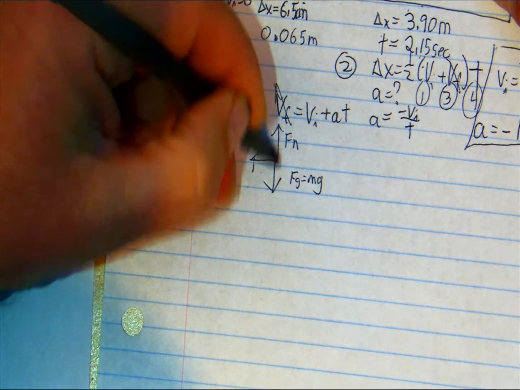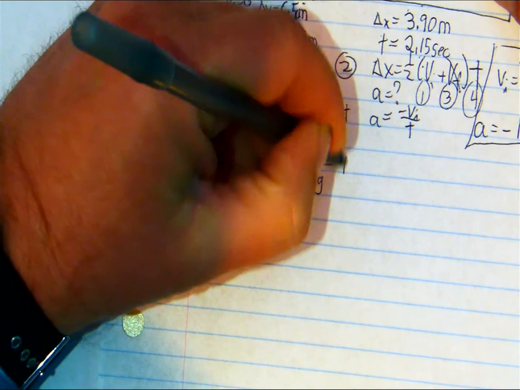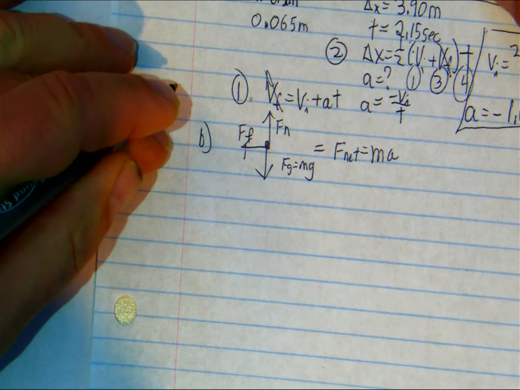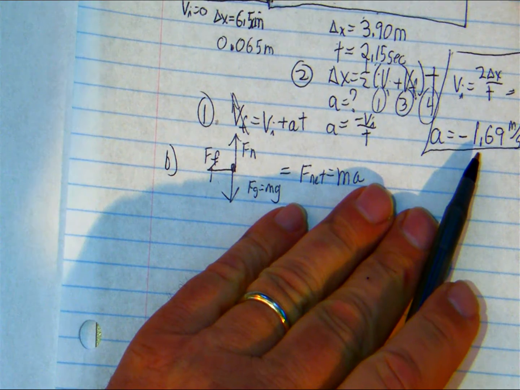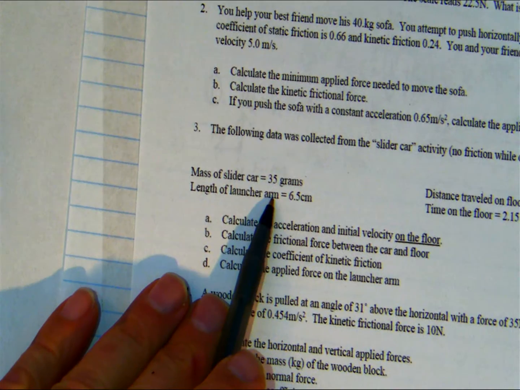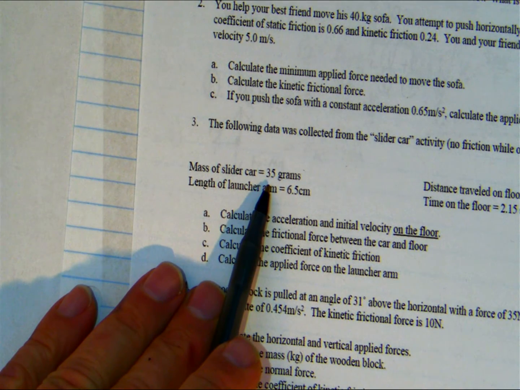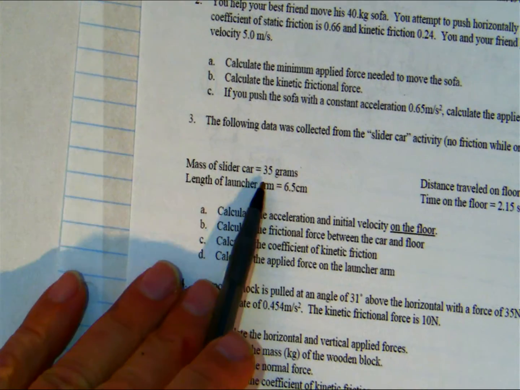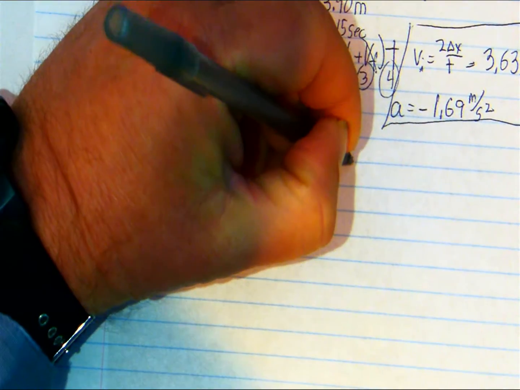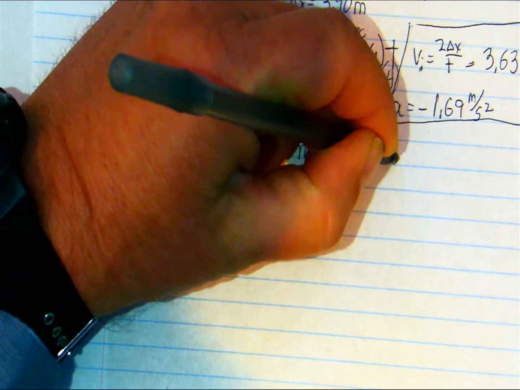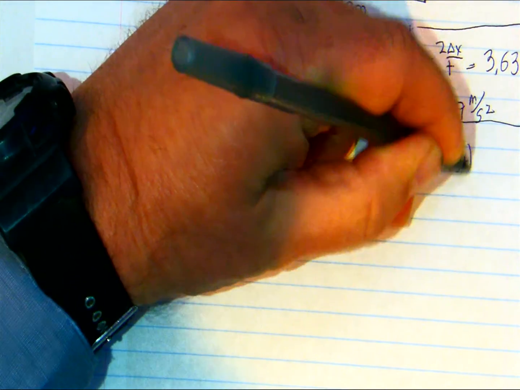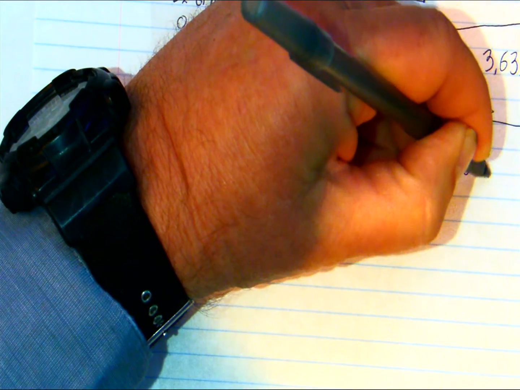The friction force is the only force that isn't canceled. So the net force is equal to the mass of the car times its acceleration. The acceleration is negative 1.69 meters per second squared. The mass of the car was listed as 35 grams, which, knowing that there are 1,000 grams in a kilogram, and converting this to kilograms by moving the decimal point 3 places to the left, means I'm going to multiply 0.035 kilograms times negative 1.69 meters per second squared. And this will give me the net force.